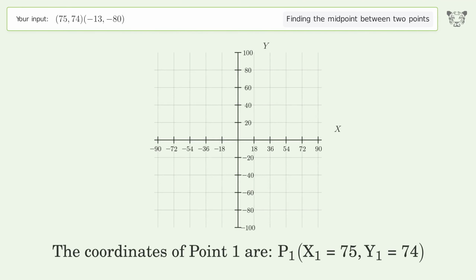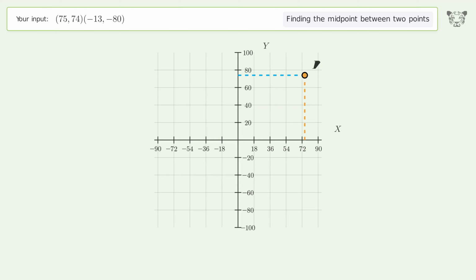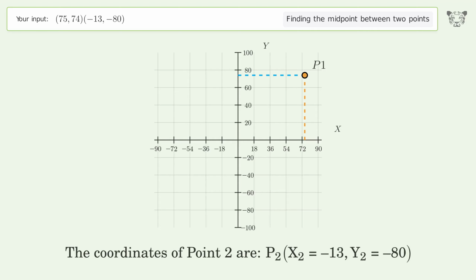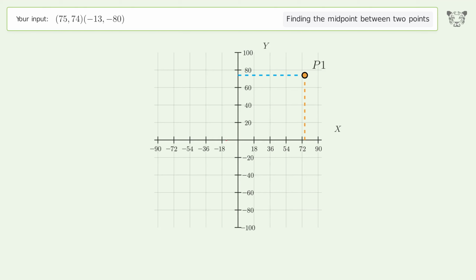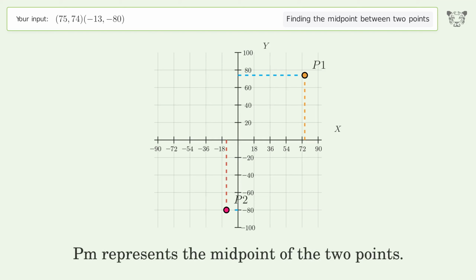The coordinates of point 1 are x1 equals 75, y1 equals 74. The coordinates of point 2 are x2 equals -13, y2 equals -80. PM represents the midpoint of the 2 points.